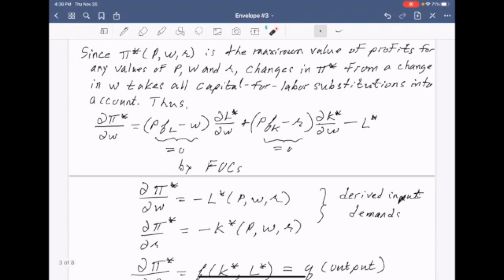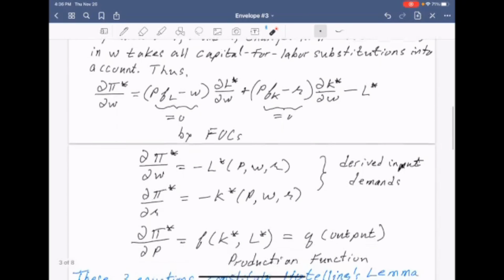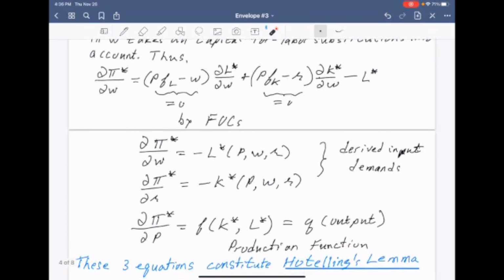So what we do is we find that these are 0 from first order conditions, and when we take the derivative of the indirect profit function with respect to the wage, we get the negative of the labor function, and the same thing for capital, we get the negative of the capital function.